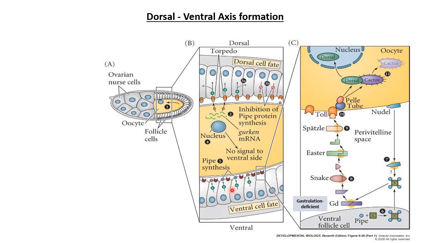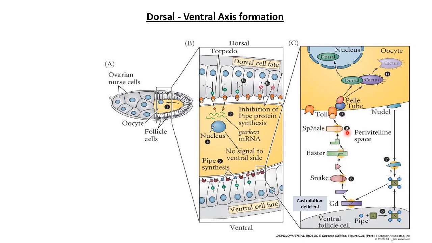So in the absence of that signaling, pipe synthesis occurs, and now this pipe protein will activate a certain unknown X factor, which together with noodle protein will go and activate gastrulation deficient protein, which in turn activates snake protein, which activates Easter protein, which activates Spartzl protein. Now this whole activation cascade is being carried out in the perivitelline space, that is the space between this follicle layer and the cytoplasm.